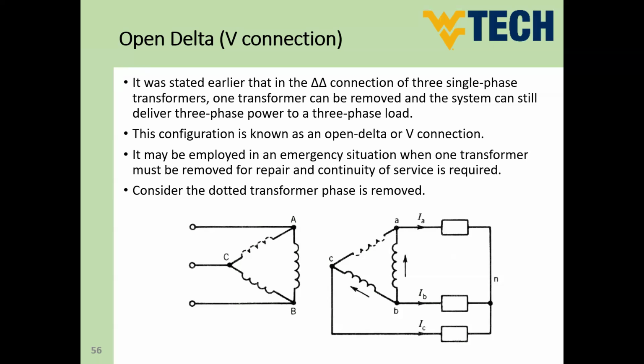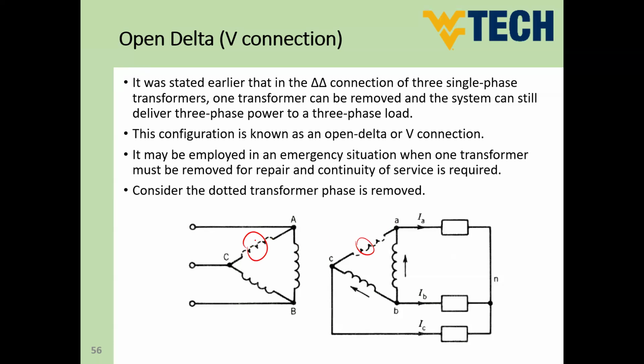Simply, if you have three single-phase transformers and you remove one of these transformers, you would have only two transformers available. These two transformers will represent two phases in a V shape, like that. Can you see here? We remove this transformer.